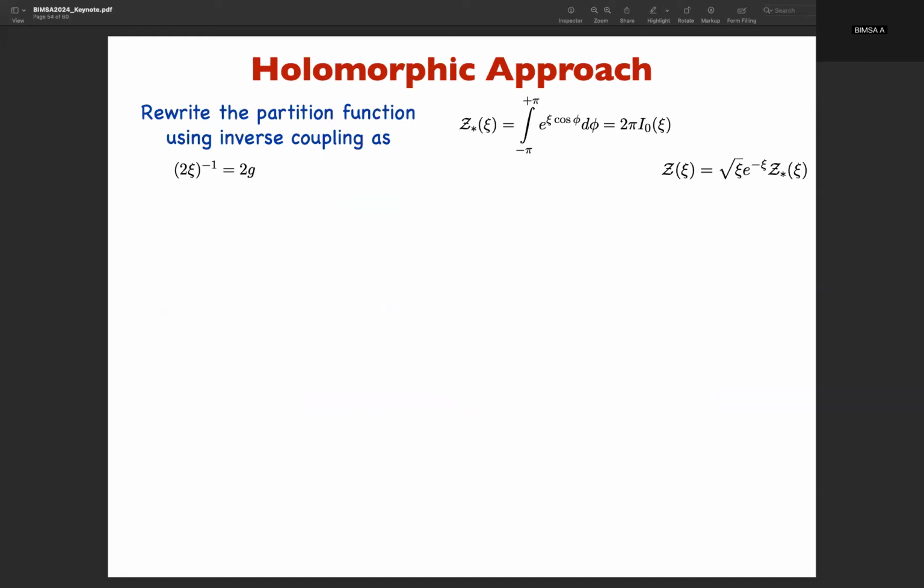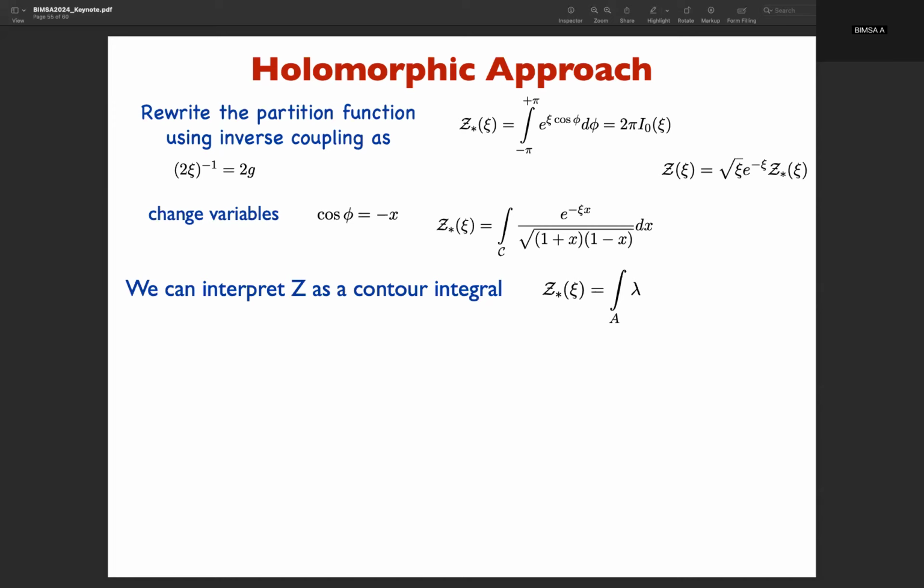Now let's rewrite this integral in a slightly more welcoming form. Do some rescalings, so that Z inverse is G, and absorb some factors here. If this is Z star, then the original partition function Z is Z star up to this prefactor. Now let's get the Picard-Fuchs equation: let's guess the second order differential equation that this function satisfies.